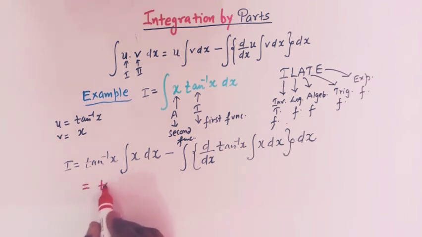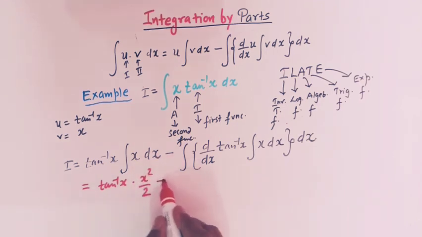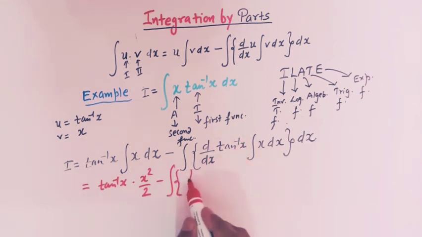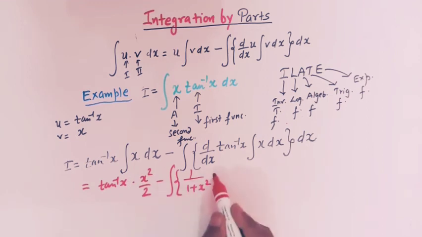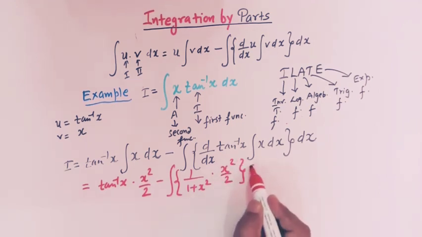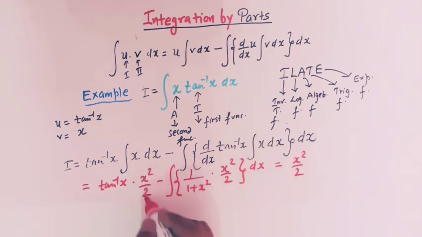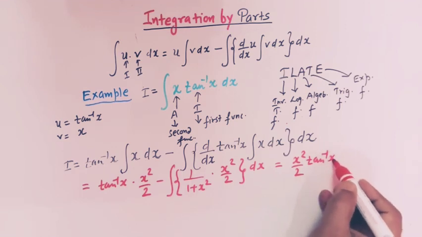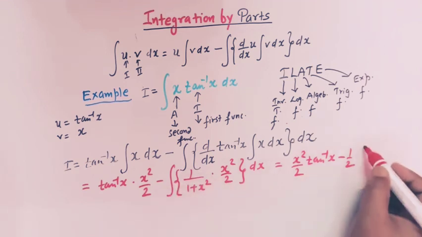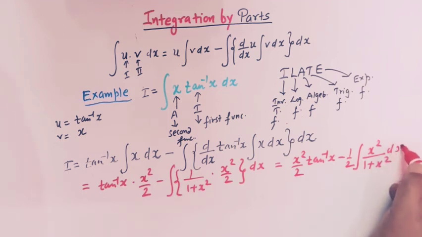Now here we have tan inverse x, then integral of x is x square over 2, minus integral of the derivative of tan inverse x, which is 1 over 1 plus x square, and the integral of x is x square over 2, right? Okay, now we can simplify it. So writing it like this, x square over 2 tan inverse x minus, we'll take half outside the integral sign, so we have x square over 1 plus x square dx, right?